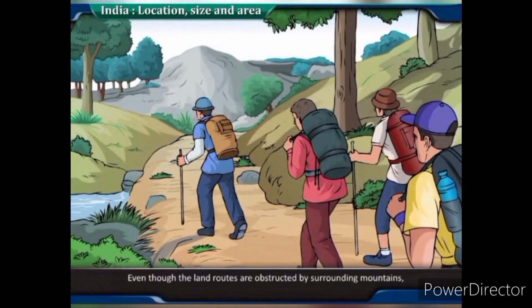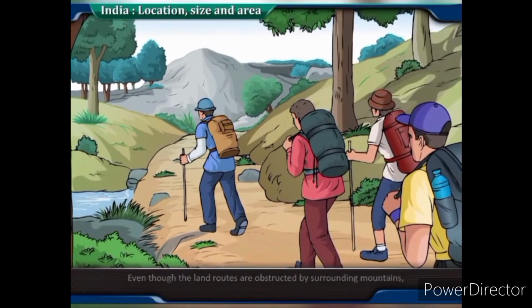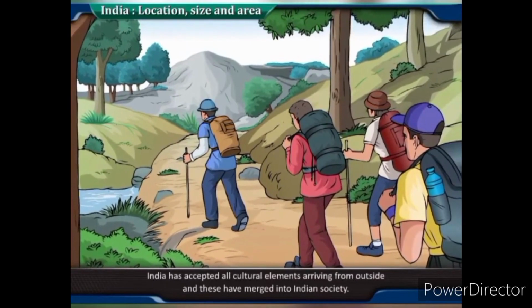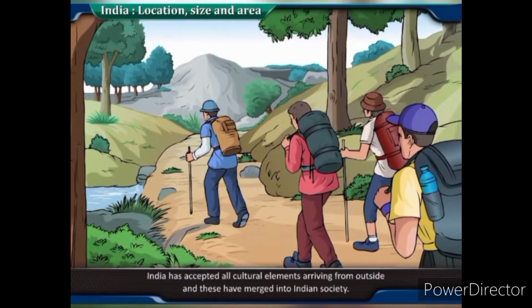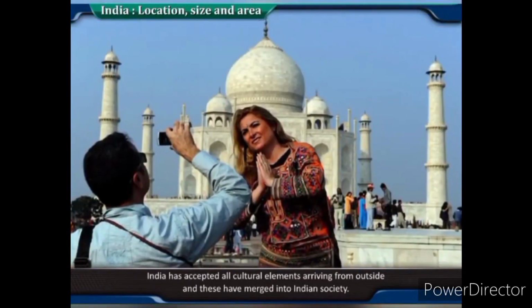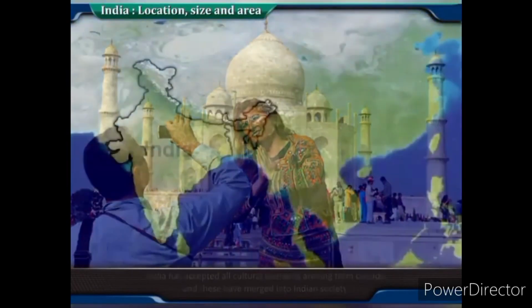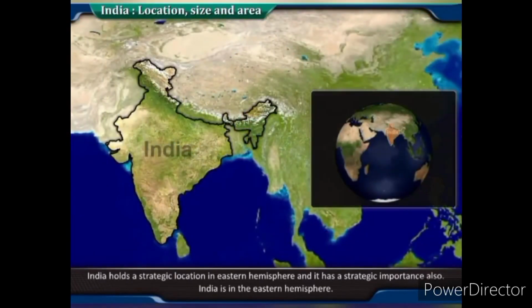Even though the land routes are obstructed by surrounding mountains, India has accepted all cultural elements arriving from outside, and these have merged into Indian society. India holds a strategic location in the Eastern Hemisphere, and it has a strategic importance also. India is in the Eastern Hemisphere.